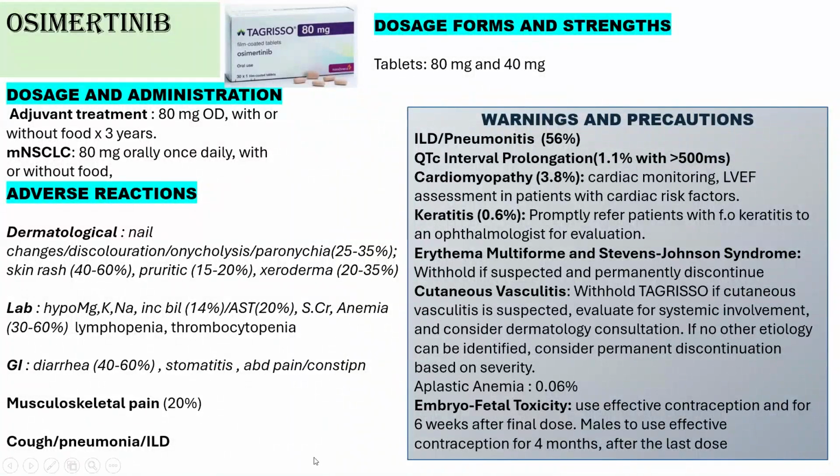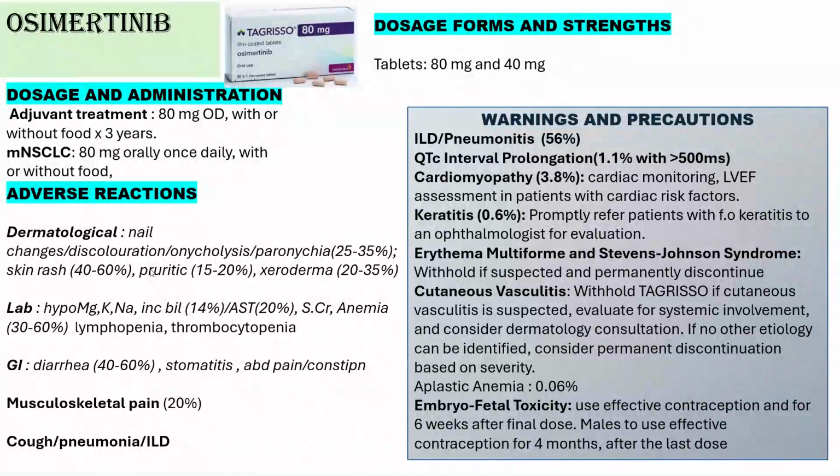As you can see in the dermatological side effects, the changes like discoloration, onycholysis, paronychia are all lesser as compared to the first generation and second generation TKIs. It is 25 to 35%. Overall rashes, 40 to 60% that we usually see, but they are usually manageable. Then another thing we see is lab abnormalities like hypomagnesemia, hypokalemia, LFT derangement, and musculoskeletal pain. This is also quite common.